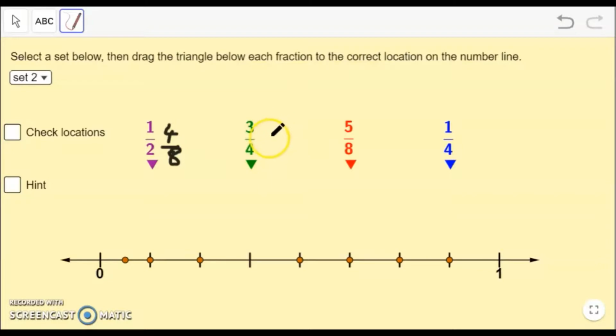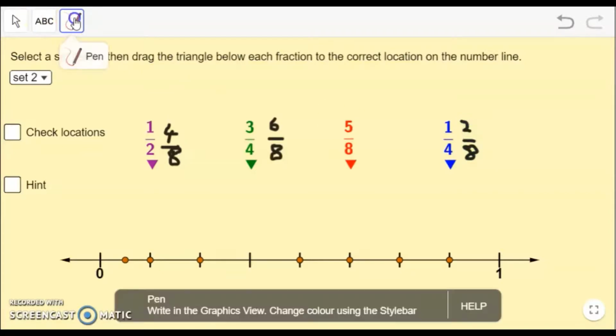Here I need to multiply top and bottom by 2 to get 8 on the bottom, and 2 3s are 6 on the top. This I need to do nothing, and here I need to multiply top and bottom by 2 to get 8 on the bottom and 2 on the top.